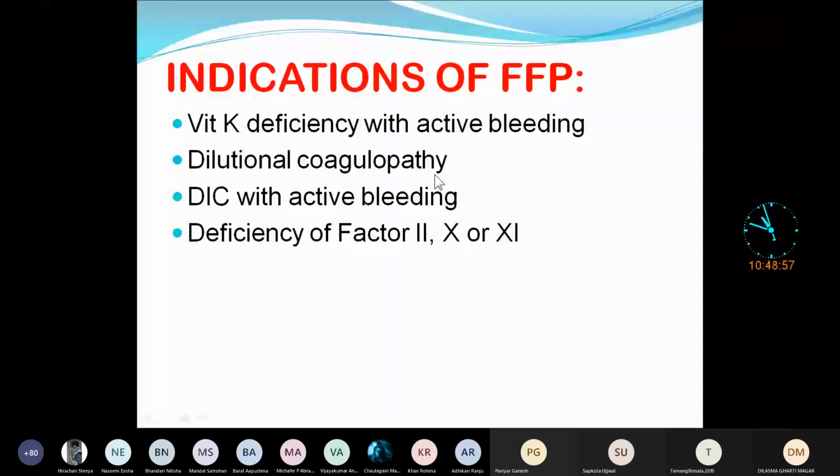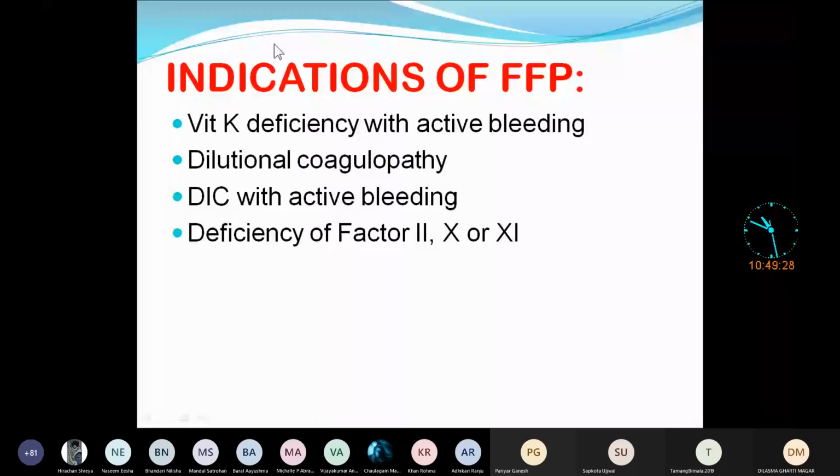So here dilutional means where more and more fluid will be given to a person, sometimes it will lead to the dilutional coagulopathy. That time also we'll give the fresh frozen plasma. And in case of the DIC, means disseminated intravascular coagulation, it may be of various causes, as you have said, septic causes or the obstetric complications, or sometimes whenever the surgery goes on for a prolonged or long period of time, like 8-hour surgery, 9-hour surgery, that time also this DIC will be there. So there will be active bleeding.